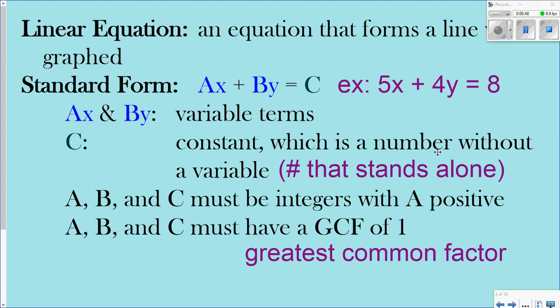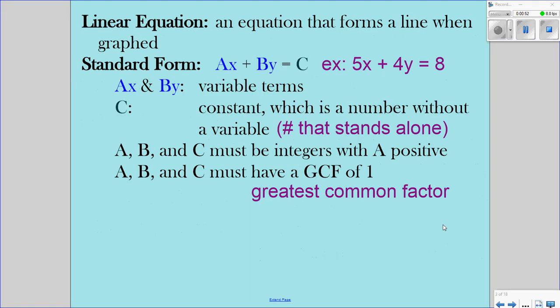Alright, so a linear equation is an equation that forms a line when graphed. The standard form for a linear equation is ax plus by equals c. So for example, if you see an equation written as 5x plus 4y equals 8 or whatever form like this, where you have the x and y on one side and then the coefficient by itself on the other side, that's the standard form. Ax and by are the variable terms.